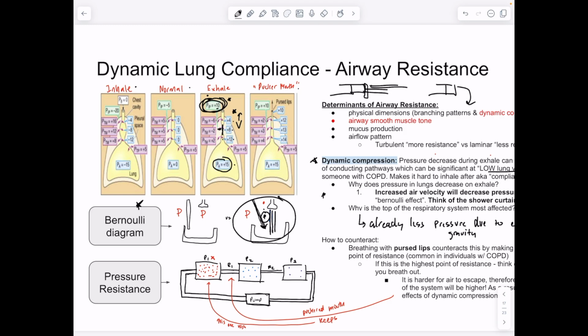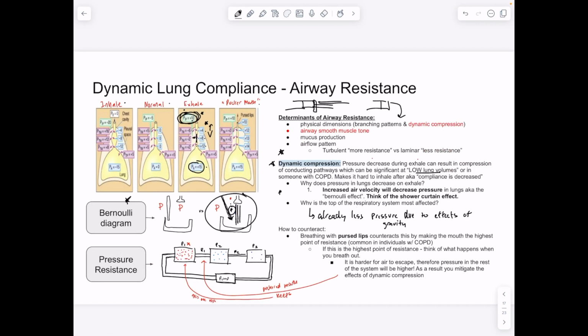And so you can have compression of the upper airway tubes. This is dynamic compression. As you have airflow in, you're going to have compression of the vessels, and in bad cases, it can cause collapse. But the result is that compliance is decreased as a result of the moving air itself, right?